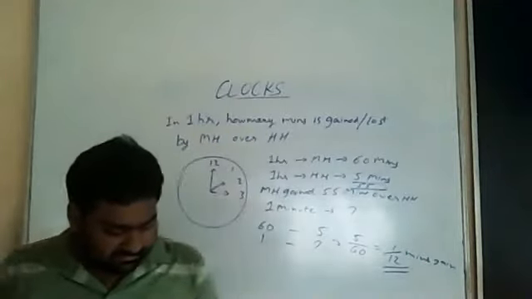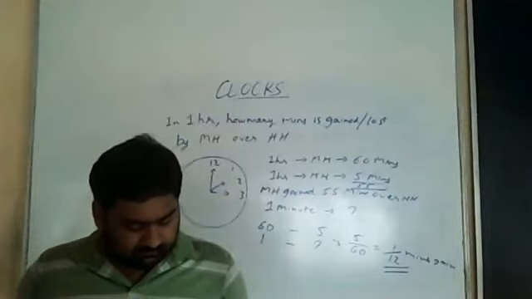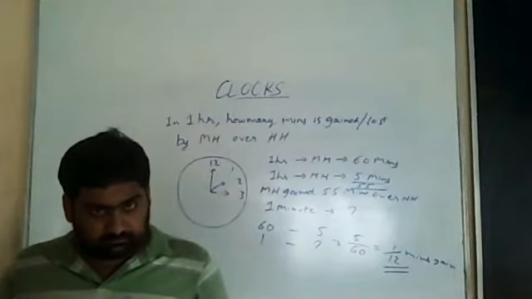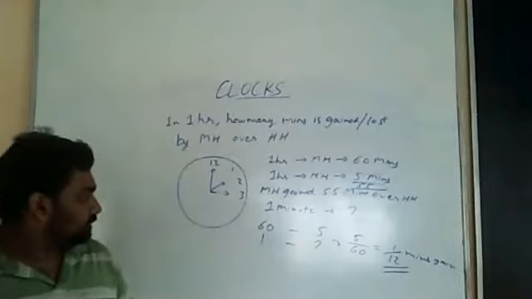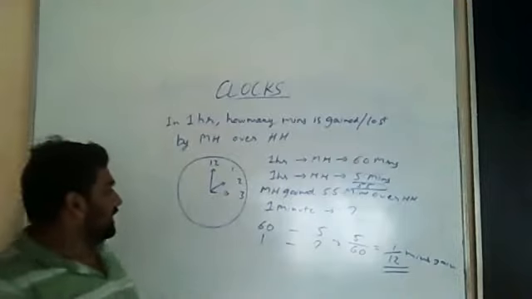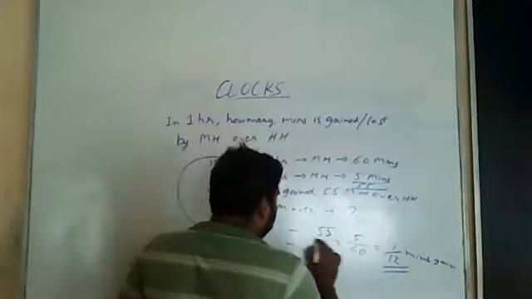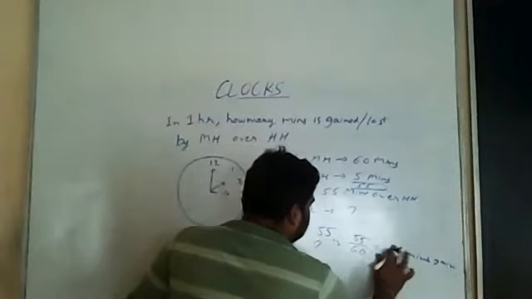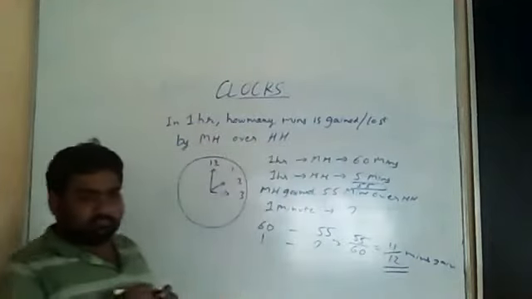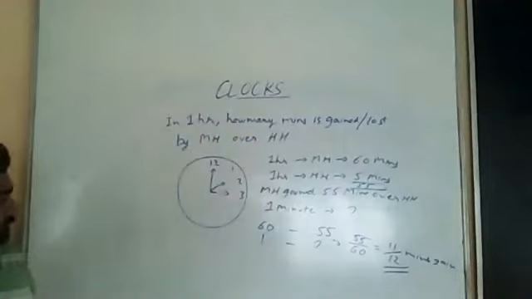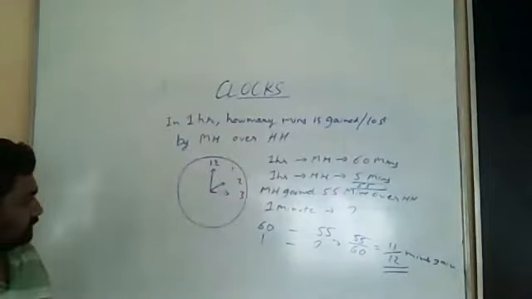Do you understand this? Yes? Sorry, in 60 minutes, 55 minutes gain. So 55 by 60, which is 11 by 12 minutes gain. Correct? Yes, sir.